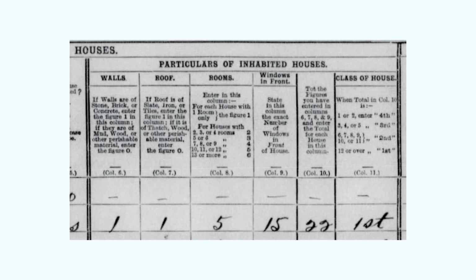A score of 1 or 2, which would have meant a one-room house with a window, or a house with a few rooms but no windows, built only out of perishable materials, was classed as 4th class. A house scoring 3, 4, or 5 was 3rd class. A house scoring between 6 and 11 was 2nd class, and a house scoring 12 or more was considered 1st class.